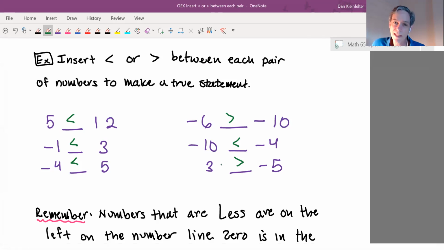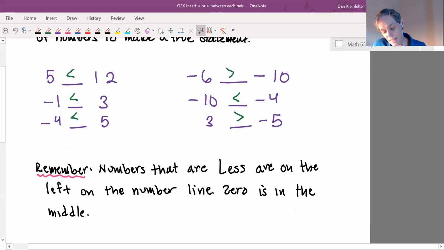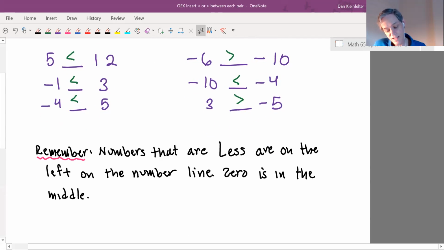If you have trouble with that and are just not seeing it, you may want to pull out an actual copy of the number line and think about where each number is. Remember that the bigger number is on the right, always. Numbers that are less are on the left, and on the number line, 0 is in the middle. A way to remember this is that less and left both start with the letter L. So lesser numbers are on the left.